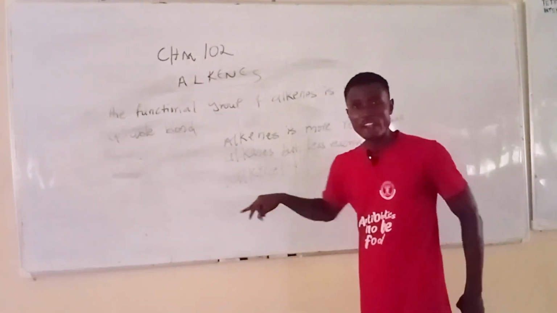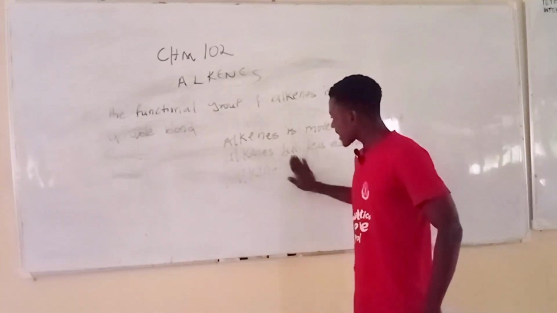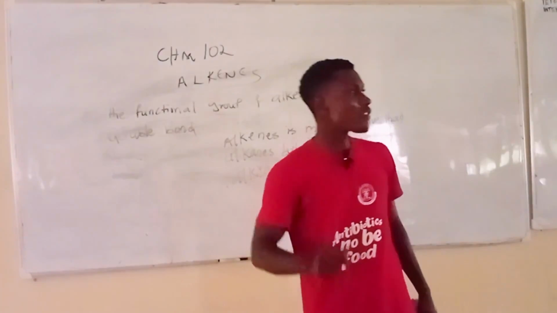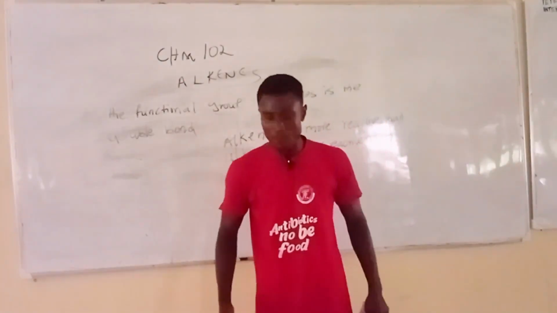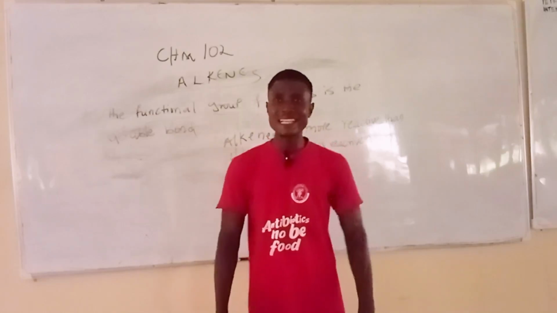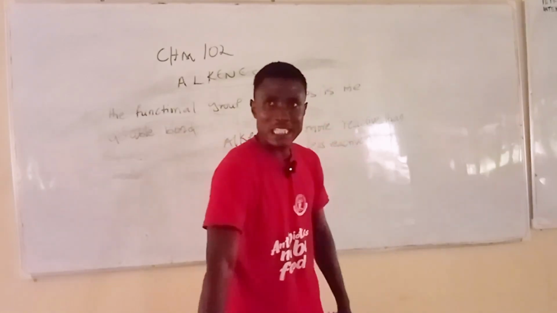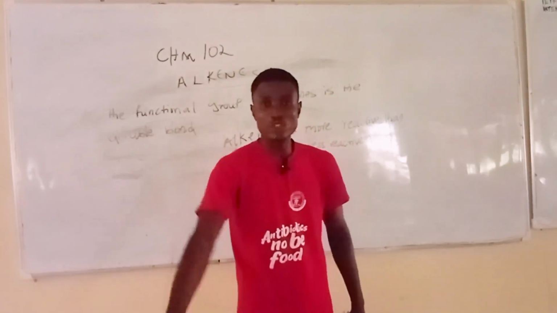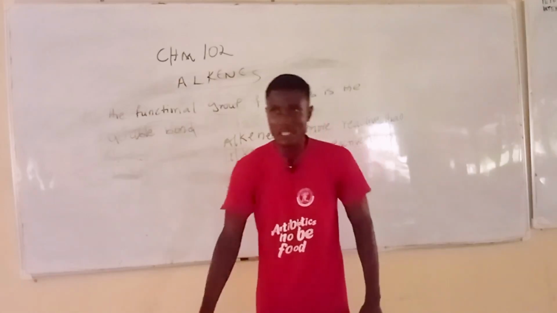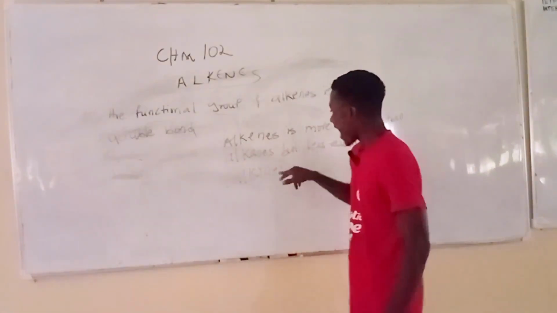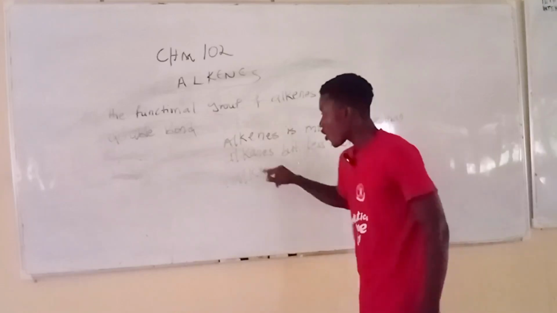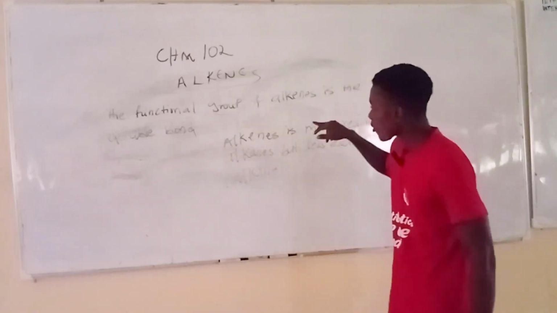The alkynes are very, very reactive, and they are reactive because of the presence of their triple bond. Because of the presence of their triple bond, it makes them not balanced. And when they are not balanced, they tend to react because they still have extra electrons that can easily make them react. So the alkynes are more reactive than the alkanes and the alkenes. But the alkenes are more reactive than the alkanes.